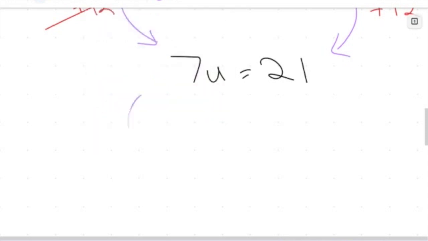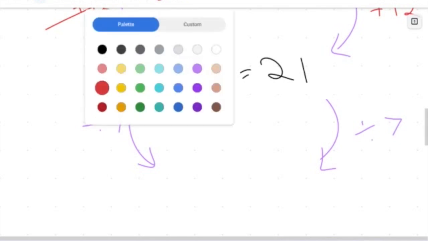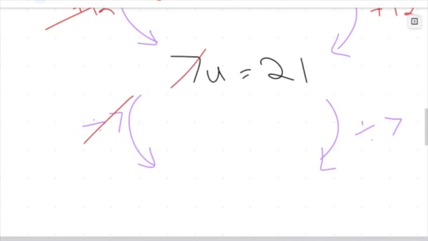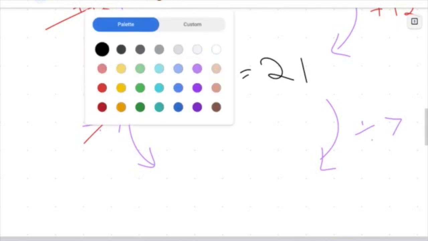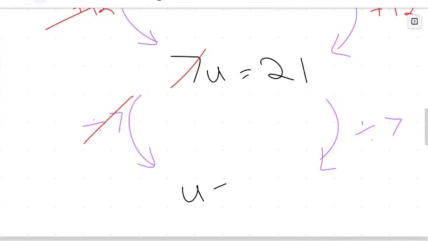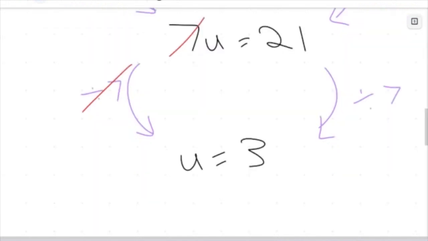But I get now 7 times u gives me 21. So I can find what u is by dividing 21 by 7. And then this is going to give me u. This is going to give me what u was before I timesed by 7. So that is going to undo that. And I'm left with u equals 21 divided by 7. That gives me 3.